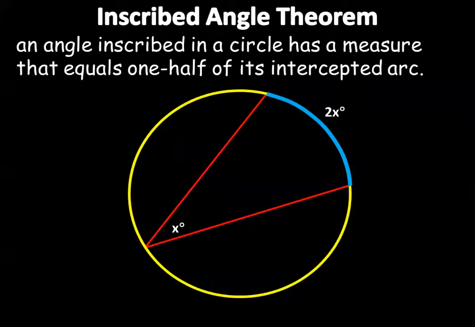The inscribed angle theorem says that an angle inscribed in a circle has a measure that equals 1/2 of its intercepted arc. So that means that this inscribed angle, it says x degrees, is going to be half the measure of the intercepted arc. So if you look at the intercepted arc, it equals 2x degrees.